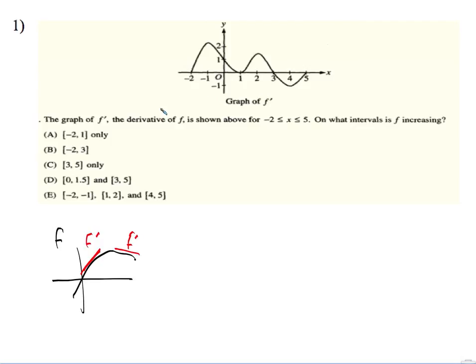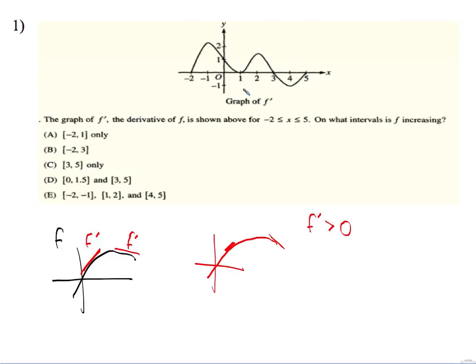So if I was asking where is it increasing on the graph of f, that means I have to have a positive slope. Would you agree? I can't be increasing unless I have a positive slope. So over here, I have a negative slope. But over here, I have a positive slope, and I'm increasing. So increasing was the definition. It's where f prime is greater than 0. It's where f prime is positive.